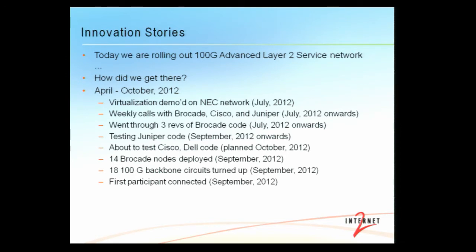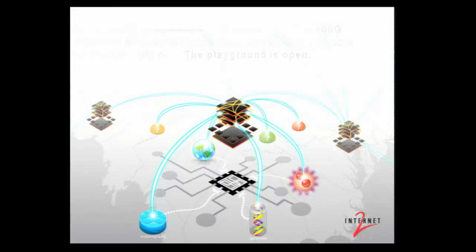We have had heavy engagement with the vendors. We've gone through multiple revisions of the Brocade code. We're working on the Juniper code. We've actually started now with the Cisco and Dell code. And we've got our nodes deployed and 1800 gig backbone circuits turned up as well. And we have our first customers on the network. Next slide.